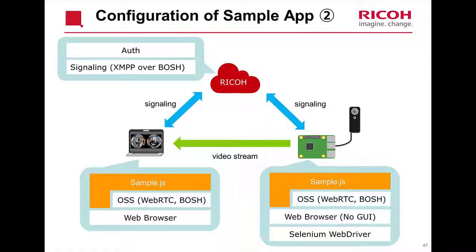The viewer side is configured with a web browser, open source library, and code created by RICOH. As the open source library, WebRTC and BOSH libraries are used. The distributor side is configured almost in the same way as the viewer side. The only difference is that the browser is operated in an environment without any GUI and from a program using a library called Selenium WebDriver.